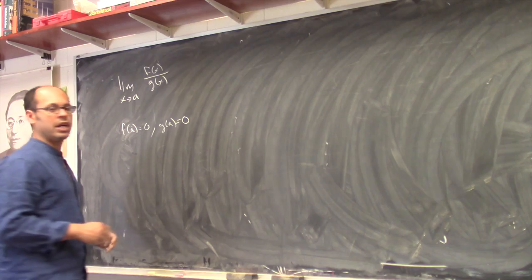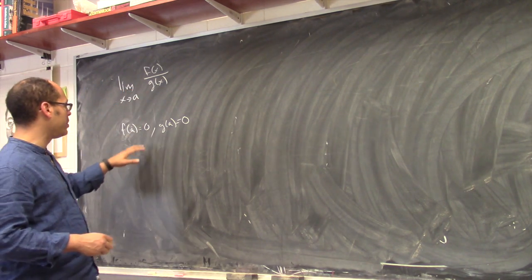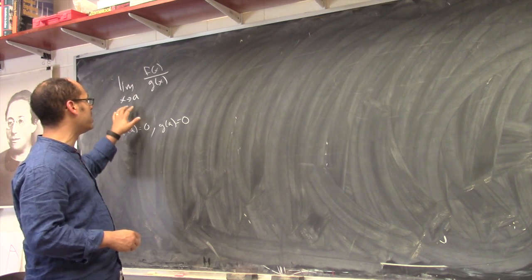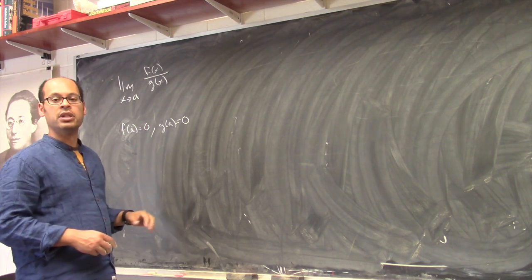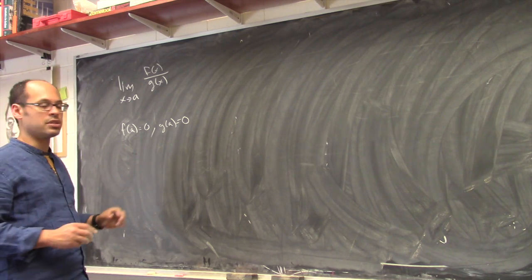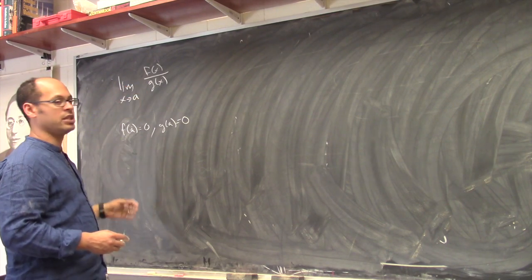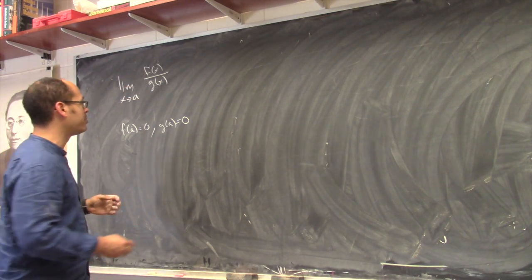So let's pretend we have two functions, as usual, f of x and g of x. We'll suppose that if you were to just plug in some value a in both of them, you would get 0. And they're continuous functions, let's say. And let's suppose we're trying to evaluate this limit of f of x over g of x. And how would we want to proceed?